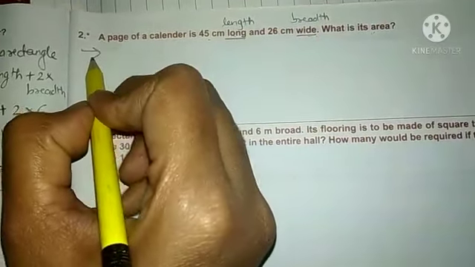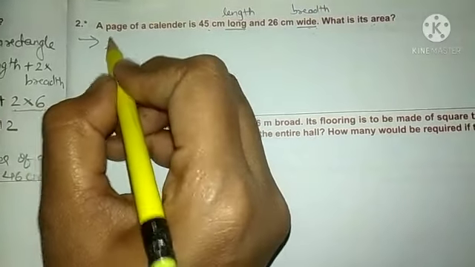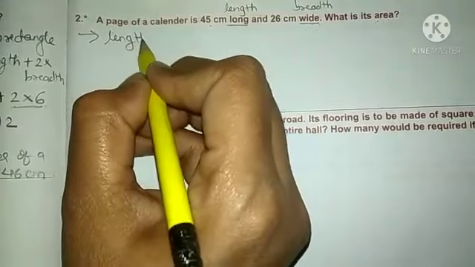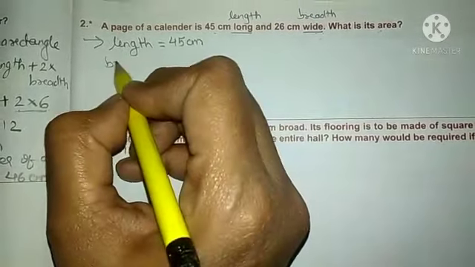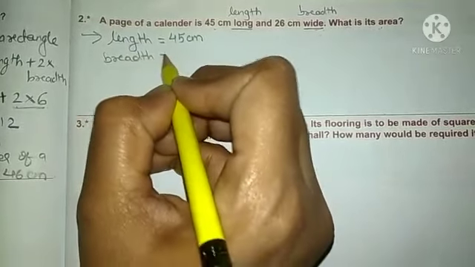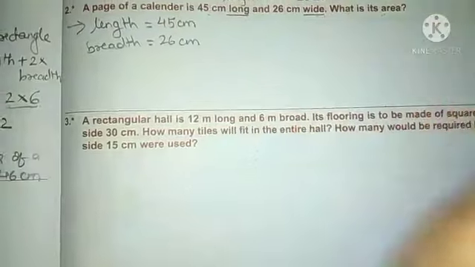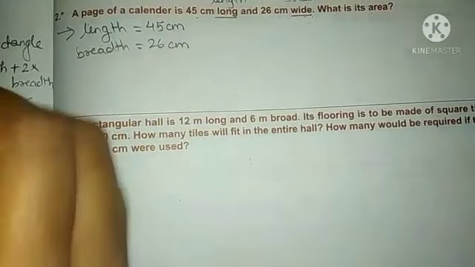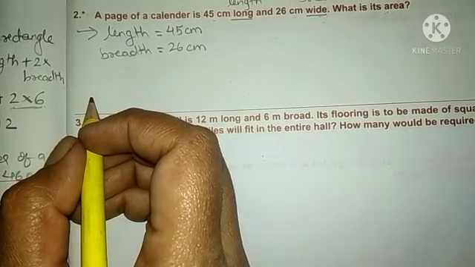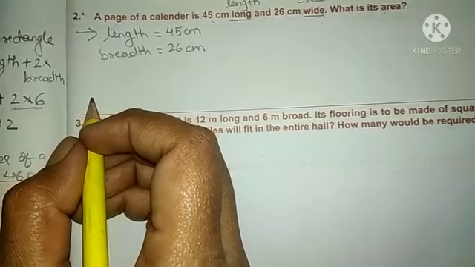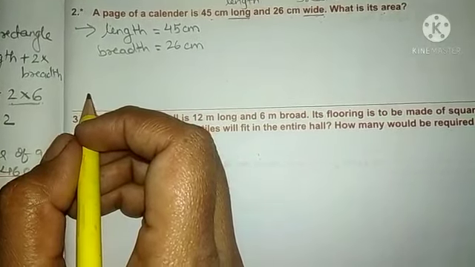So how will you find it? First of all, whatever is given in your question, that we have to write down, that is length. Length is given 45 centimeter and breadth is given, that is 26 centimeter. Clear everyone? Now how will you find out the area of a page of a calendar? With the help of your formula. Clear? Which formula? That is area of a rectangle.